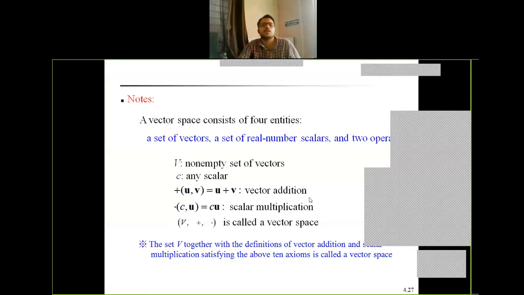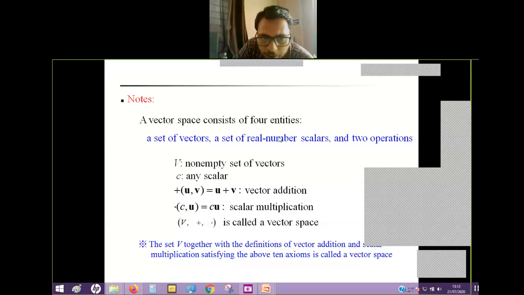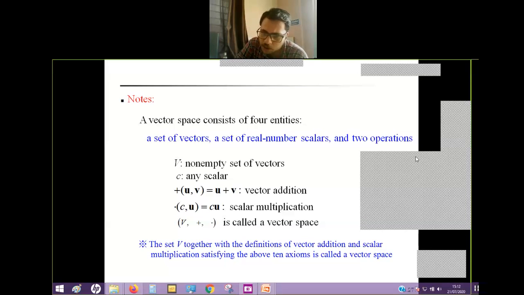So as I have described to you, there are four entities now: a set of vectors, a set of real number scalars, and two operations. These four quantities or entities constitute your vector space V. Obviously the c is there also, so c is any scalar. The set V together with definitions of vector addition and scalar multiplication satisfying the 10 axioms that we have studied is called a vector space.